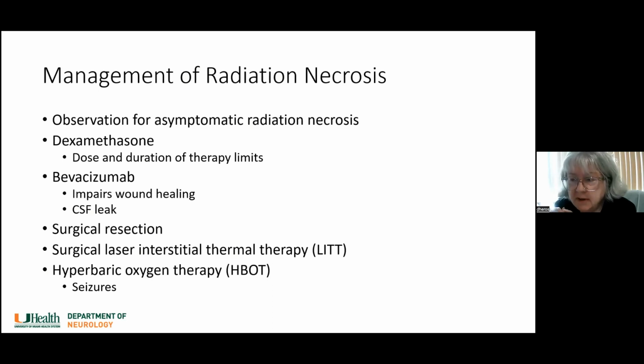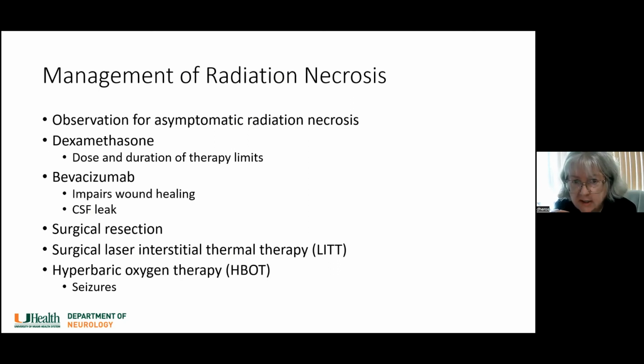Bevacizumab can be very effective. It does pose some risks, and if any kind of neurosurgical procedure is considered to occur in the future, we have to be very mindful of wound healing impairment and the development of CSF leaks.